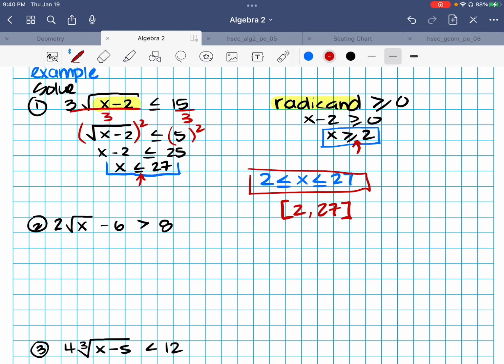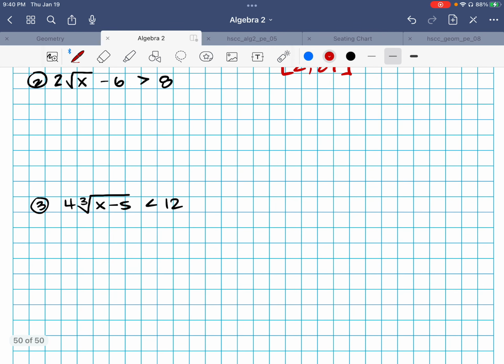Remember, there are 2 steps. Step number 1, we're going to solve it. Step number 2, we're going to make sure that the solutions all are satisfied by the radical. Let's try it one more time.